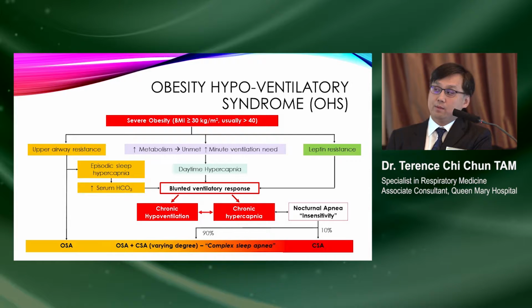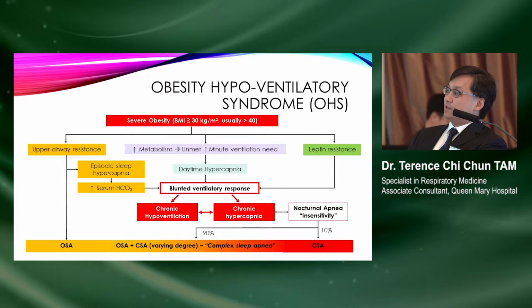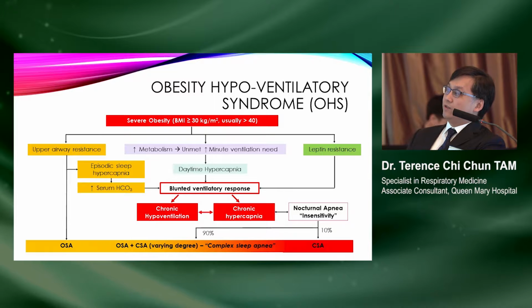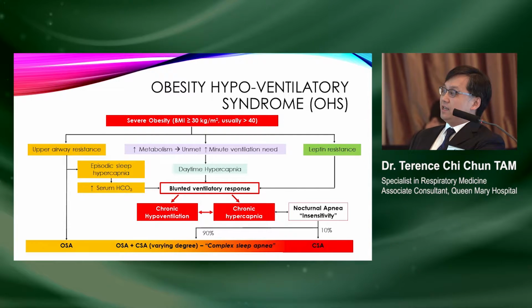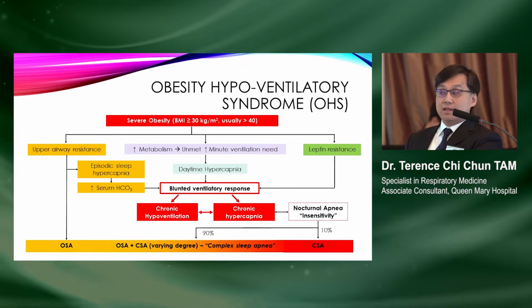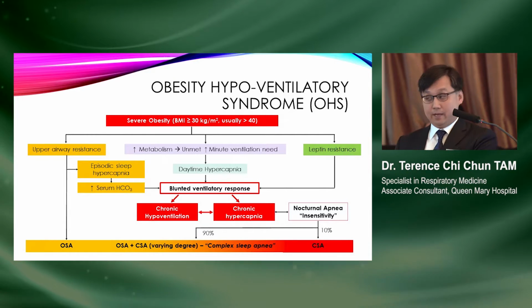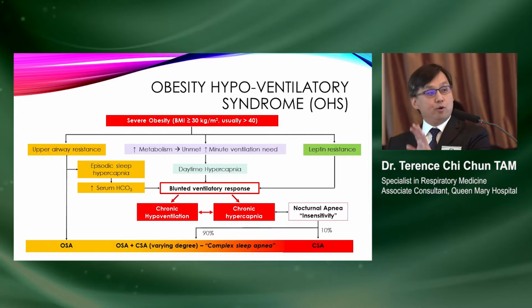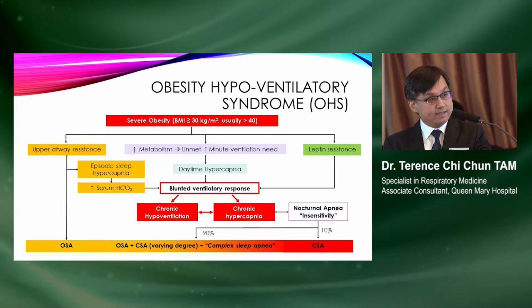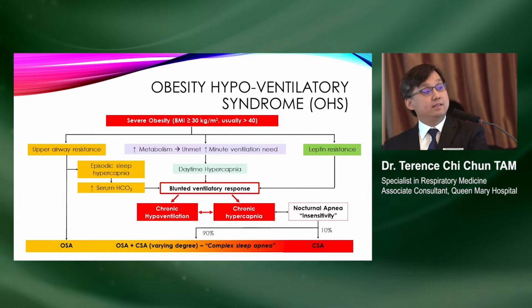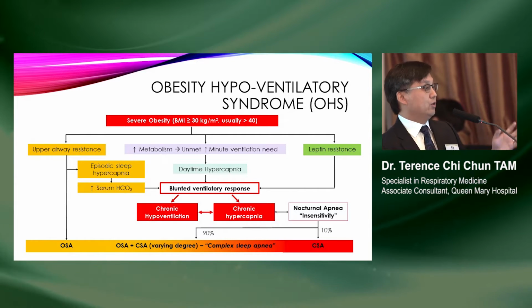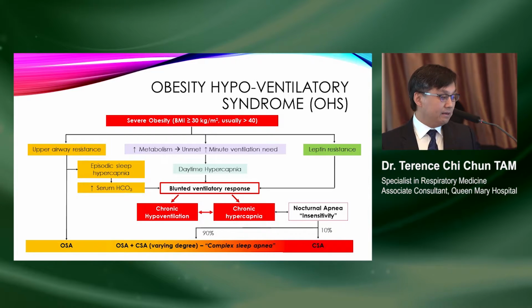So when we put all this together, in obese patients with daytime chronic hypoventilation and hypercapnia and with central sleep apnea, 10% of them have pure central sleep apnea, whereas the majority of them have both overlap. So they have both OSA and central sleep apnea. And these, we call obesity hypoventilation syndrome, or back in the very old days, Pickwickian syndrome.